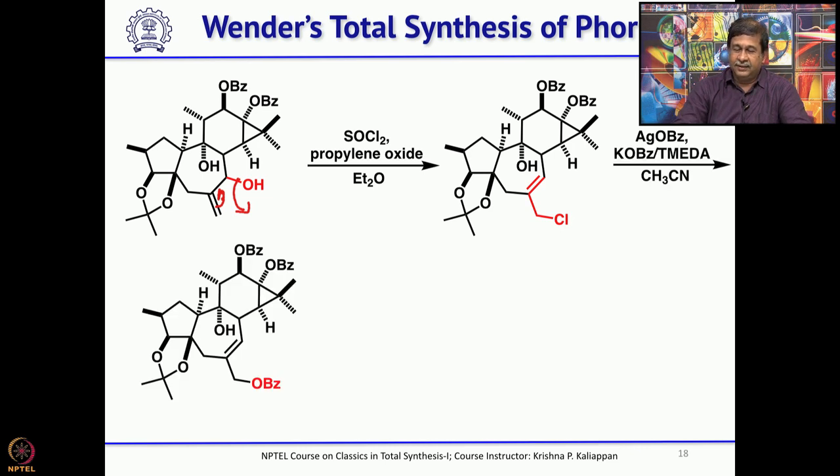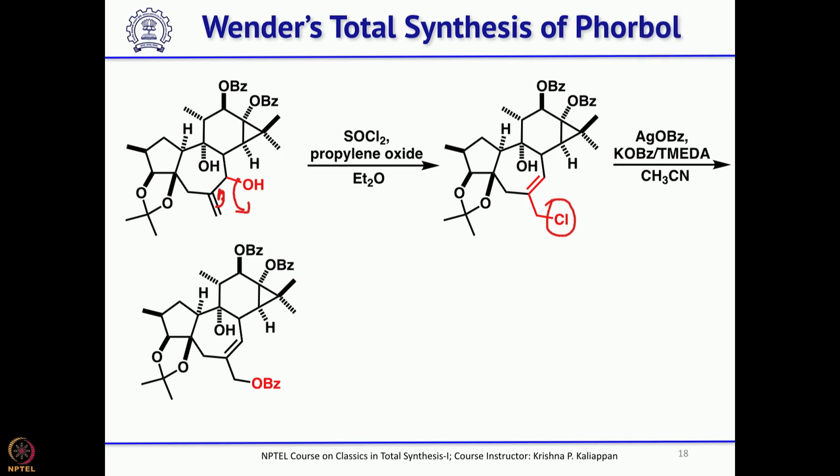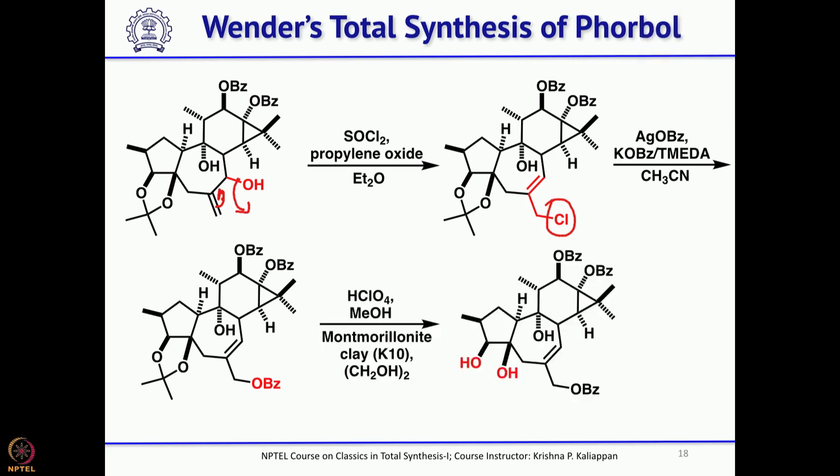Then the chloride was treated with silver benzoate, it's a typical SN2 reaction, and the chloride was replaced by O benzoate. And again, now you have introduced the benzoate here, already there are two benzoates. So what we need to do is, after protecting these three hydroxyl groups, now we have to remove the acetonide here and oxidize the secondary alcohol, okay, keeping the tertiary alcohol.